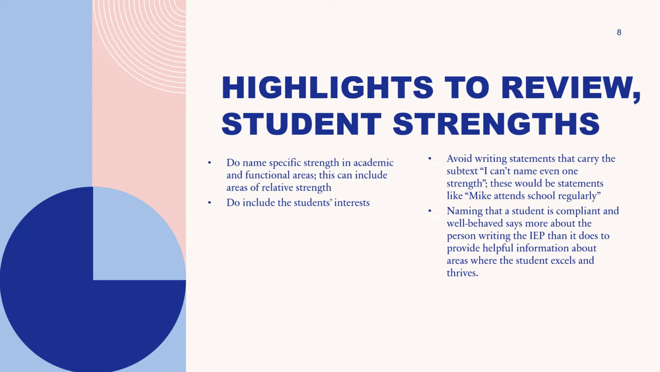In the student strengths section, your revision should include specific skills in academics and functional performance. They should include the student's interests. You can put these as hypothetical if there are not sufficient explanations in the initial draft of the IEP. Avoid writing statements that carry subtext that really says, I don't know any strengths for the student. So don't write something like, "is a pleasure to have in class," "attends school regularly." That tells us more about you than it does about the student.